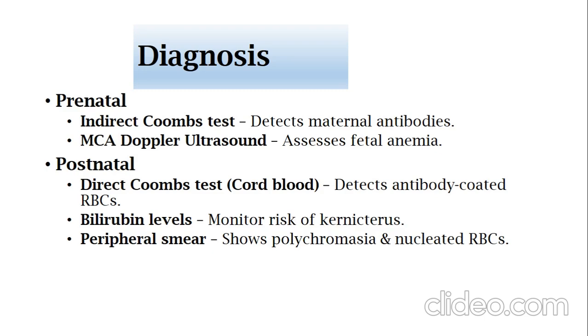After birth, you can do the direct Coombs test, where you take the blood from the cord and test it for antibody-coated red blood cells. You can also request the bilirubin level, so as to monitor the risk of kernicterus. You can also do a peripheral smear to show polychromasia and nucleated red blood cells.